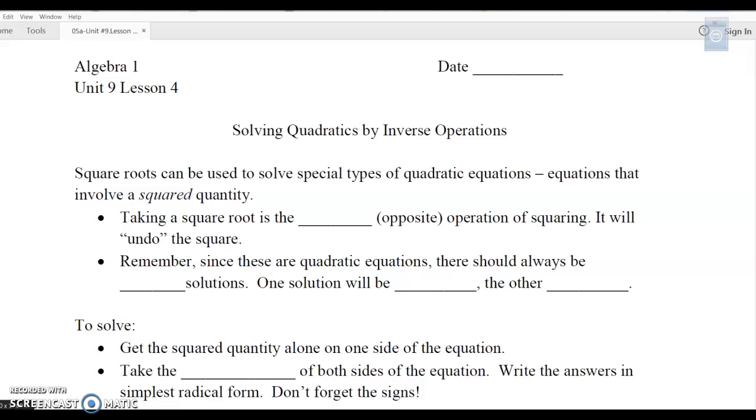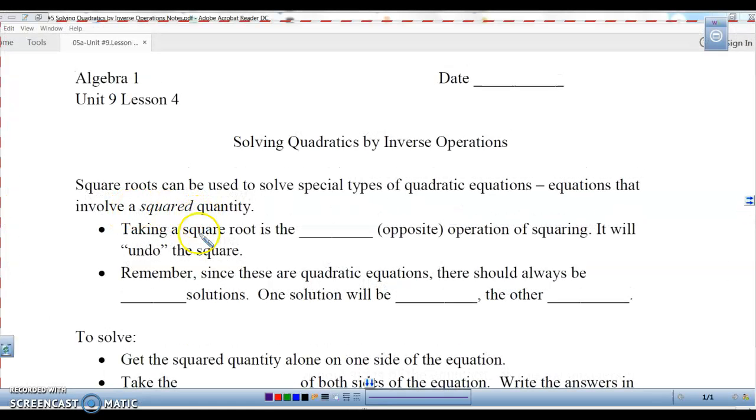This is Algebra 1, Unit 9, Lesson 4, Solving Quadratics by Inverse Operations. Okay, now square roots can be used to solve special type of quadratic equations that involve just a squared quantity. Alright, now there's a couple things that you have to remember.